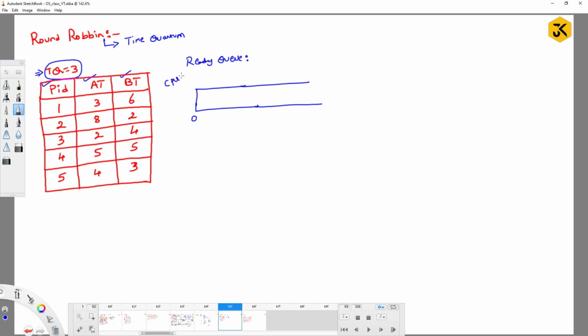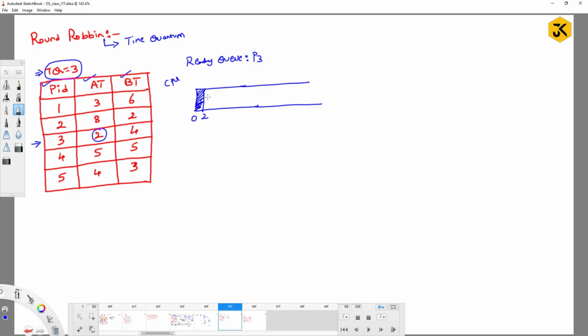Okay, guys, in the ready queue right now there are no processes. At 0 interval of time, is any process there in the ready queue? No. So the CPU is idle for 2 units of time. Then there will be a process which is available, which arrived at 2 units of time, that is P3. So that will be entered into the ready queue.